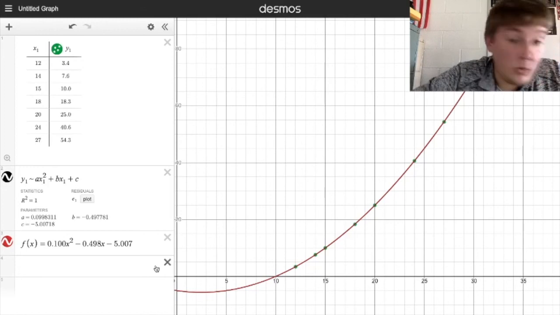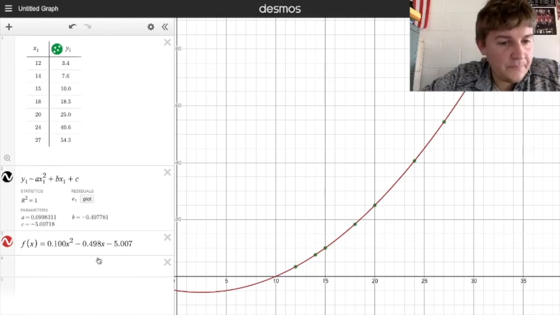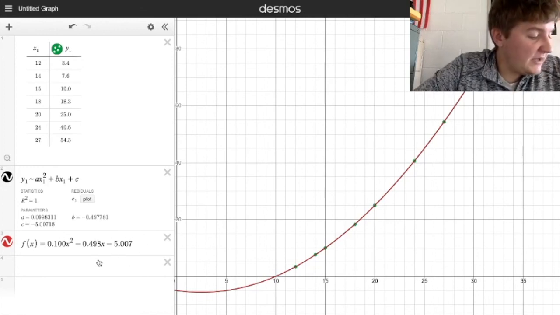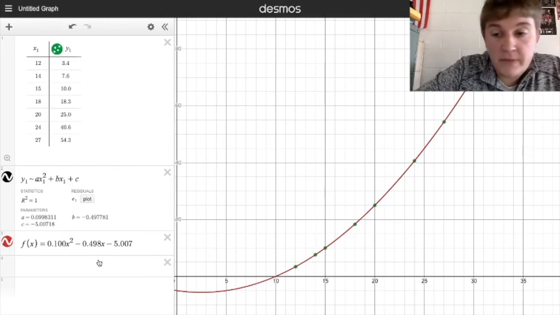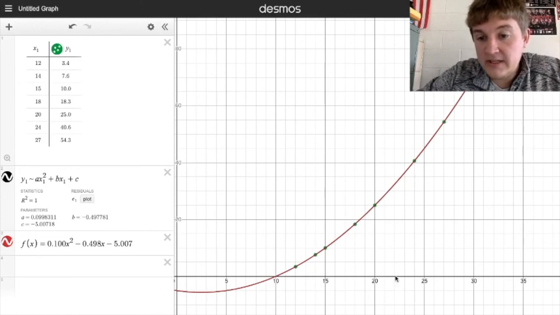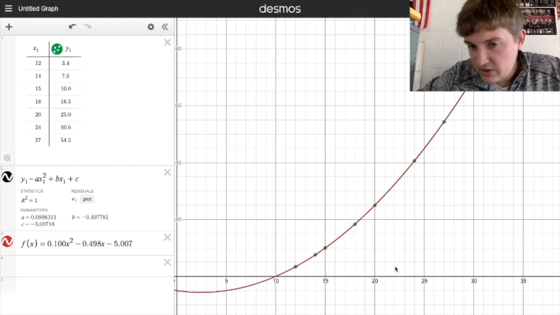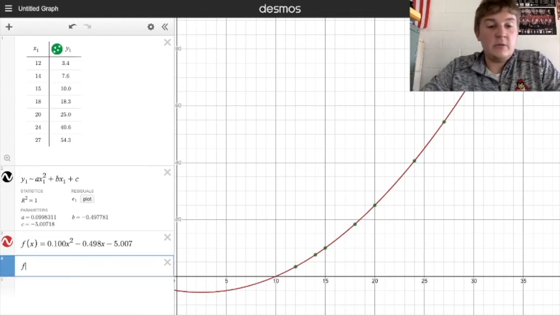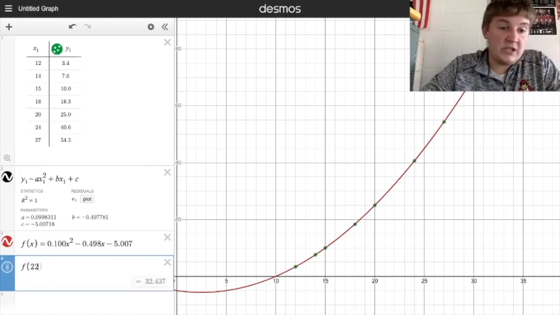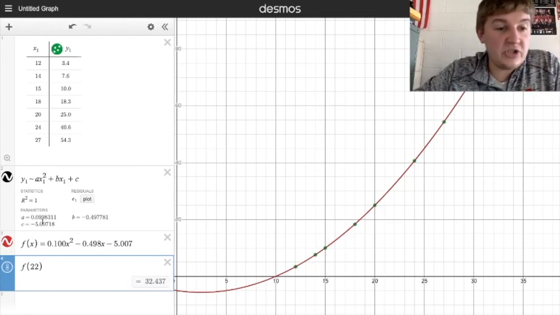So we should be writing this equation down on our paper. And the question being asked is how much weight can be supported by ice that is 22 inches thick? So we need to think about the x variable, which is the thickness of my ice. So right about here is where we're expecting, somewhere between 40 and 20. We can be very precise. We can say, I want to know what f of 22 is, saying what is the function value when x is 22. And it looks like it's 32.437.